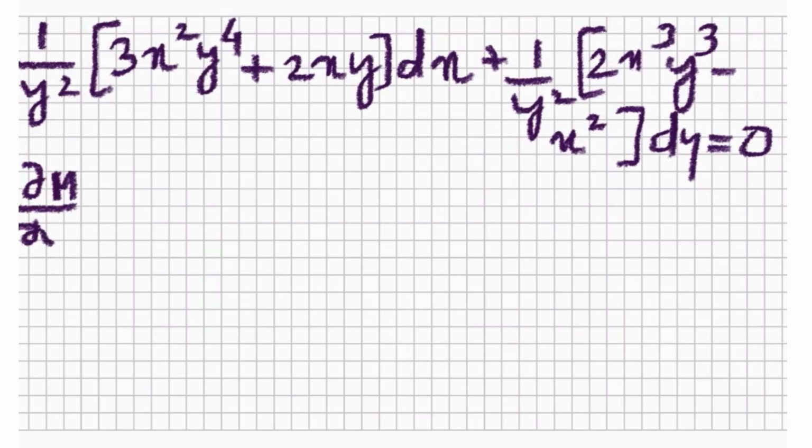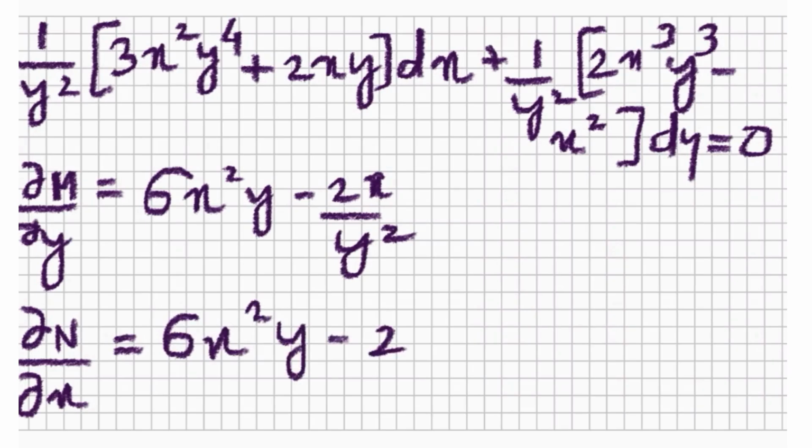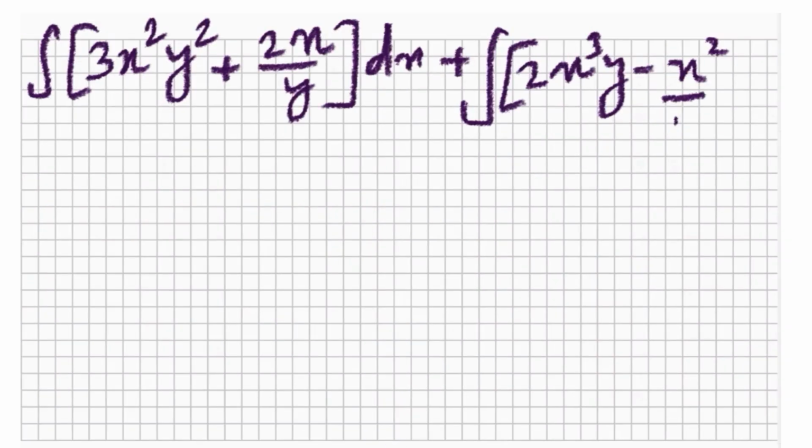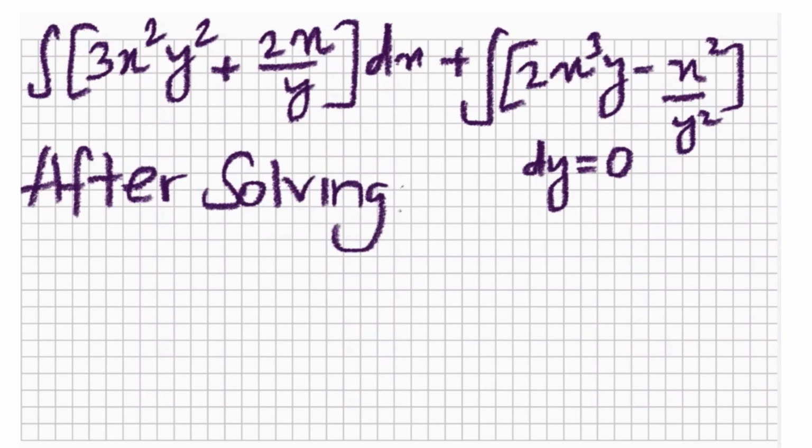We then go on by partially differentiating these new terms to get 6x square y minus 2x by y square and 6x square y minus 2x by y square. Thus, the equation is exact and we can integrate our differential equation. Upon integrating and solving, we get our answer to be x square y square plus x square by y equals c.